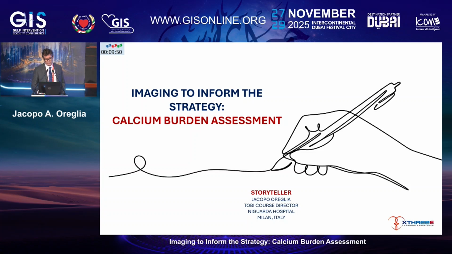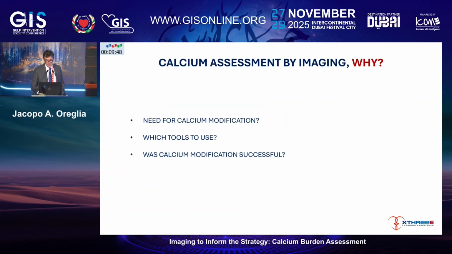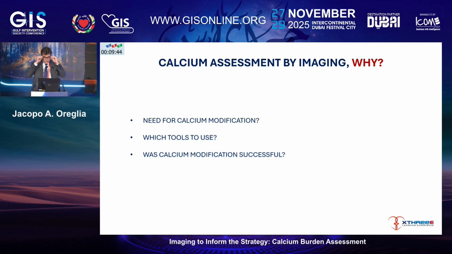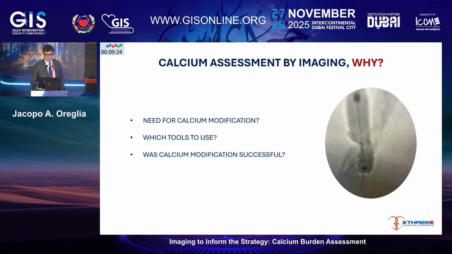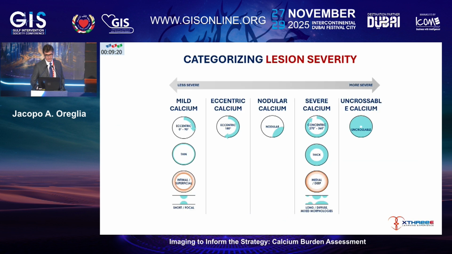And now we are going to speak a little bit about imaging more in detail. So why? The first thing is that when we use imaging, we have to understand what are the questions that we want to put to IVUS or to OCT. So the questions are, do we need something to modify the calcium? Which tool should we use to modify calcium? And was calcium modification successful? In order to avoid what Damiano showed us in the previous presentation.